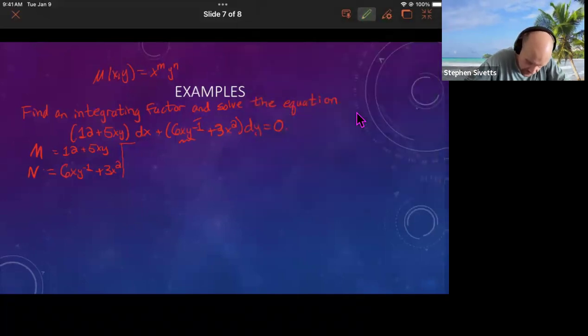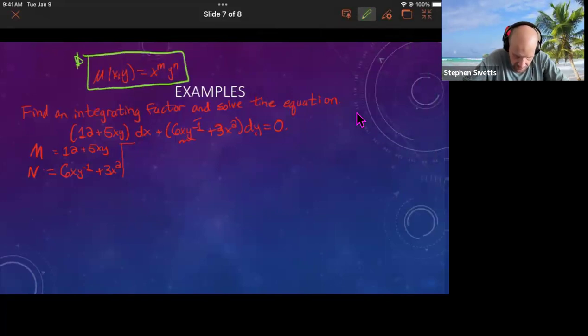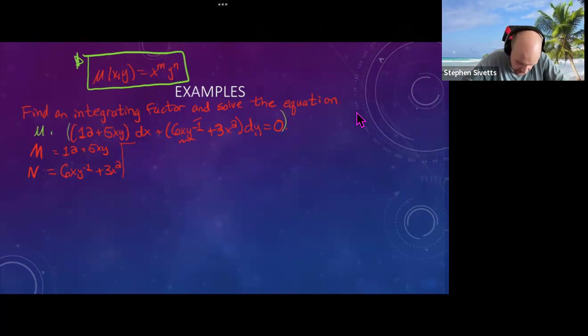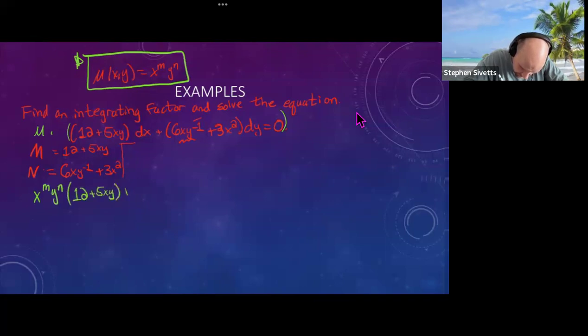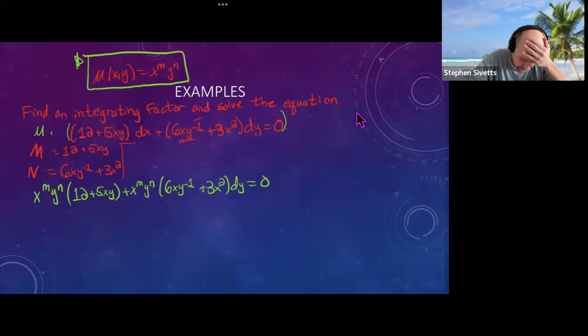The integrating factor in this case will look something like this. So in your problem set, they give you an integrating factor like this, and you want to try to multiply both sides of this equation by mu. And you'll get x to the m times y to the n times (12 plus 5xy) dx plus x to the m times y to the n times (1 plus 3x squared) dy is 0.